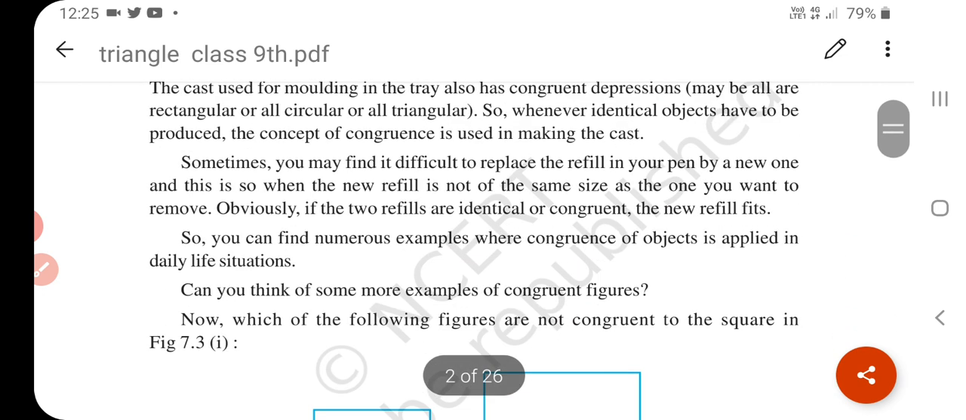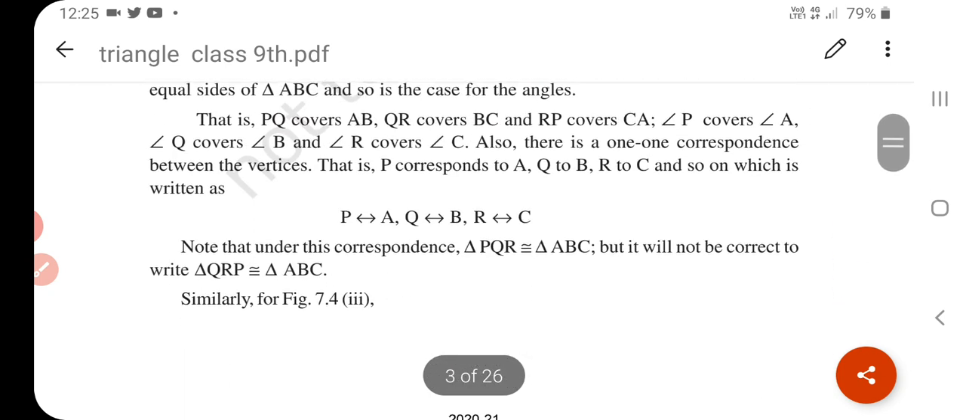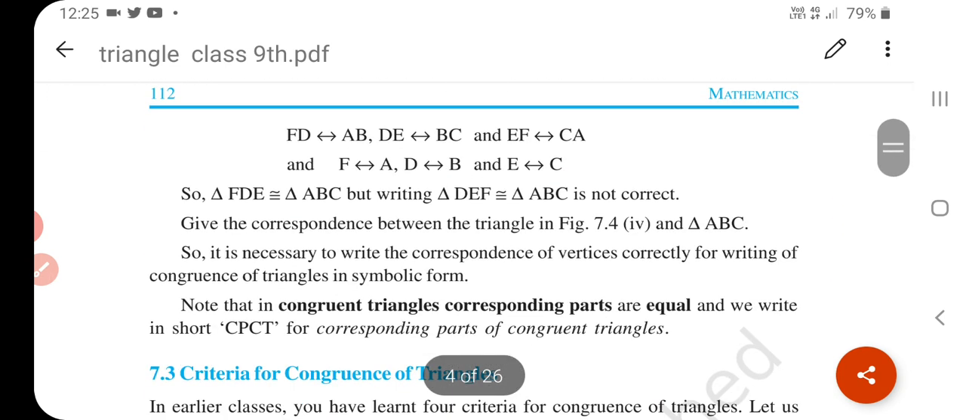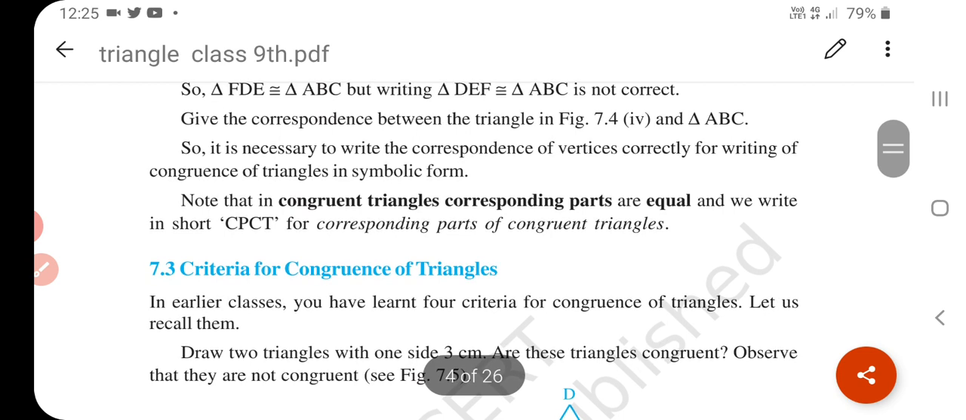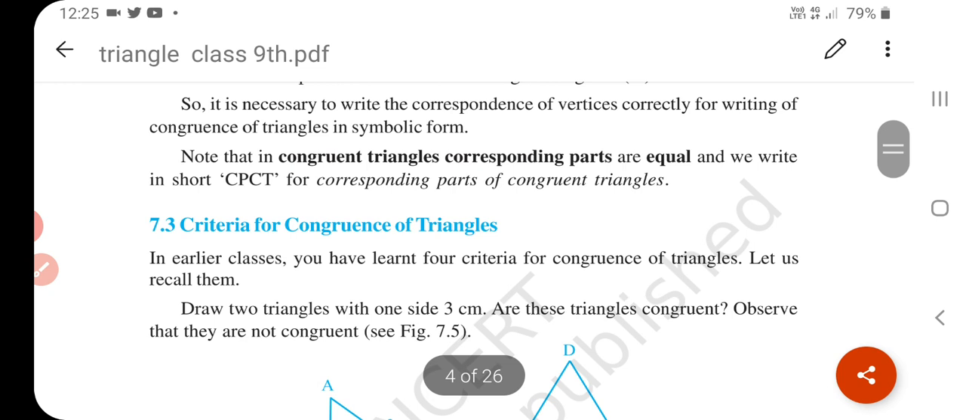Now we can learn about two properties. Which two properties? SAS and ASA axioms or criteria for congruence of a triangle. First criteria, and one more thing: when you have to write, note that in congruent triangles corresponding parts are always equal. And you can write it in short as CPCT. CPCT means corresponding parts of congruent triangles. So you can write according to CPCT.